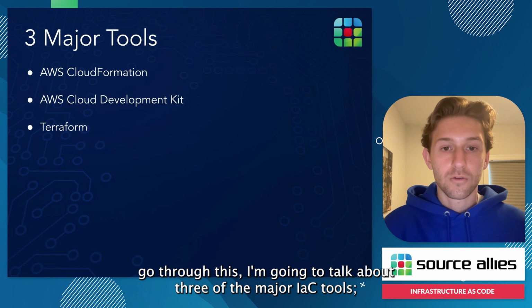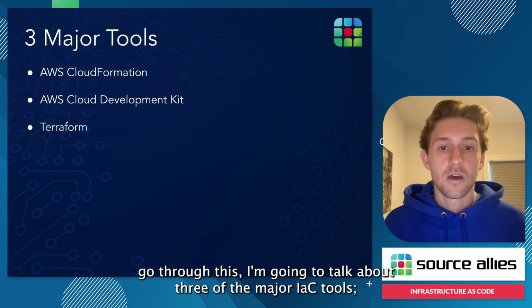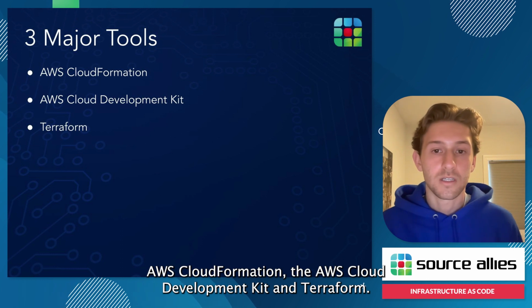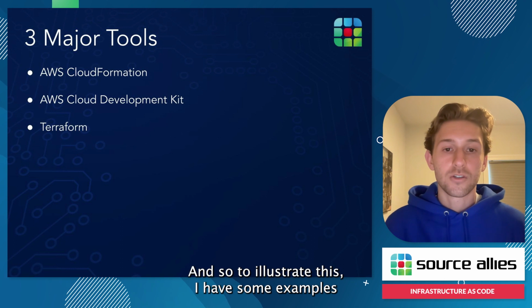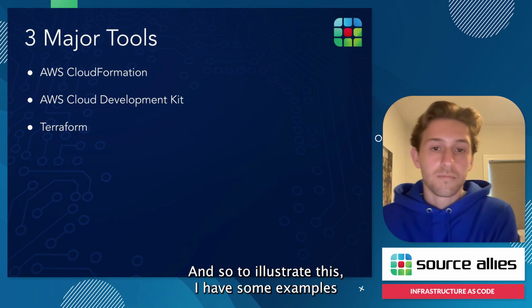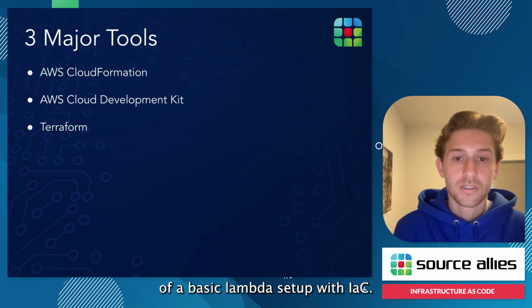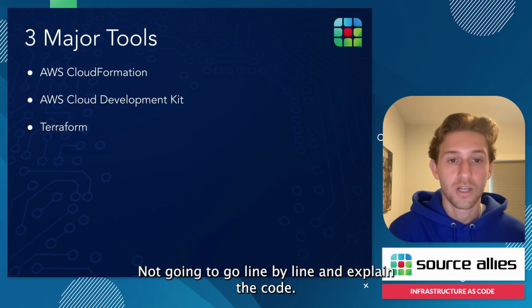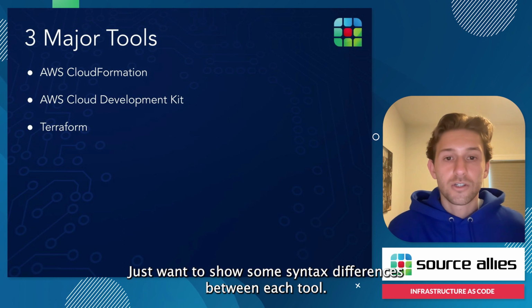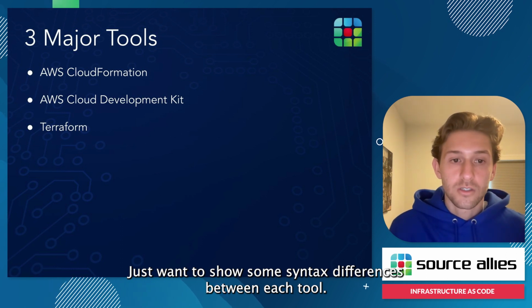So to kind of go through this, I'm going to talk about three of the major IAC tools: AWS CloudFormation, the AWS Cloud Development Kit, and Terraform. And so to illustrate this, I have some examples of a basic Lambda setup with IAC. Not a whole lot to it, not going to go line by line, explain the code. Just want to show some syntax differences between each tool.